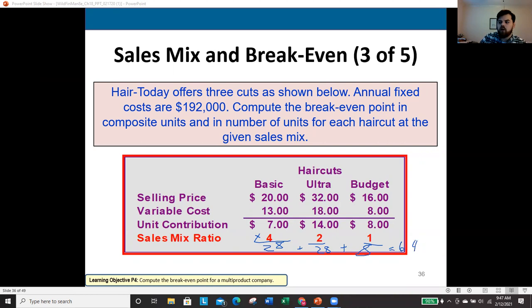So, however you want to do this is fine. If you want to do the selling price times your sales mix, and then your variable cost times your sales mix and subtract it, that works. If you would rather do this in one step by taking your unit contribution times your sales mix and adding that up, that works. Whatever you are more comfortable with is fine with me. Just make sure you understand how this is working.